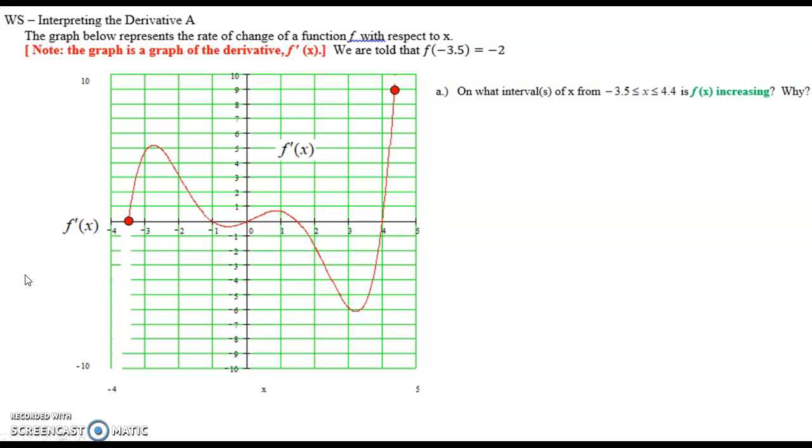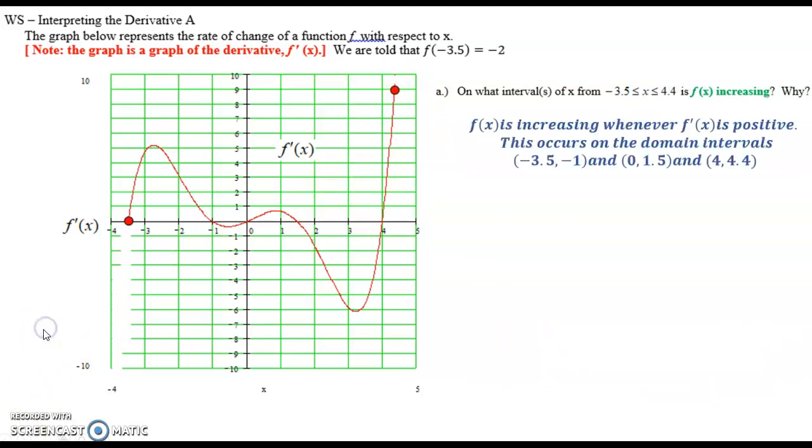We know from our interpretations of the derivative that a function will increase when its derivative is positive. So what I'm looking for here is, where does the derivative curve have positive outputs? The derivative curve has positive outputs from negative 3.5 to negative 1, because the output of the derivative will be positive values above the x-axis. And then again from 0 to about 1.5, and then again from 4 to 4.4. Notice the derivative lies above the x-axis there.